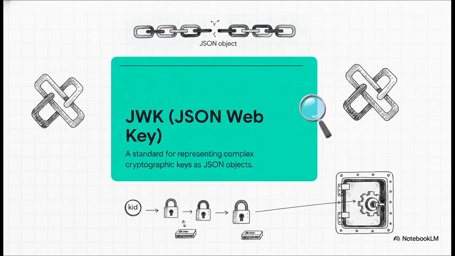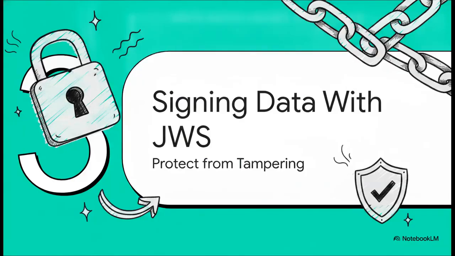Crucially, JWK includes a standard field called the KID, or Key ID. This uniquely identifies the key, ensuring the receiving application pulls the exact right key out of its vault to process the incoming data. Section 3, Signing Data with JWS.